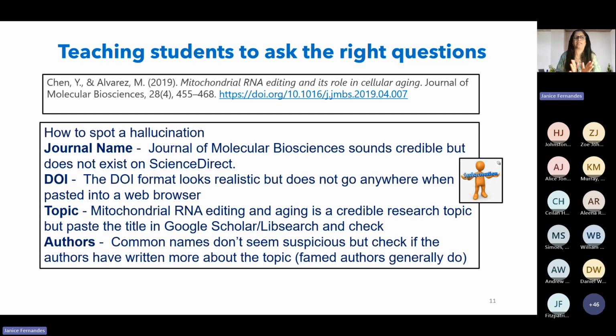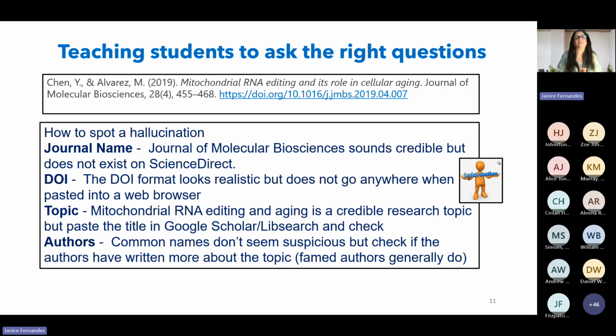Everything seems correct. If you look, the Journal of Molecular Biosciences sounds credible, but such a journal does not exist on Science Direct, which is where they said the link is from. The DOI looks realistic, but it doesn't go anywhere when I paste it in a web browser. The topic looks really nice, but you can paste it and check, try and do a double check on whatever the AI tool is telling you.